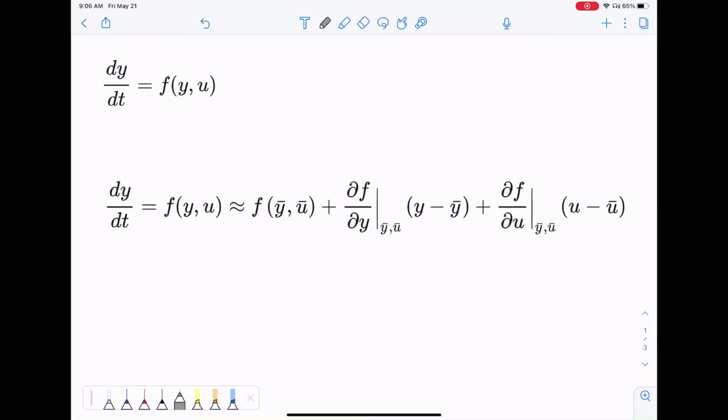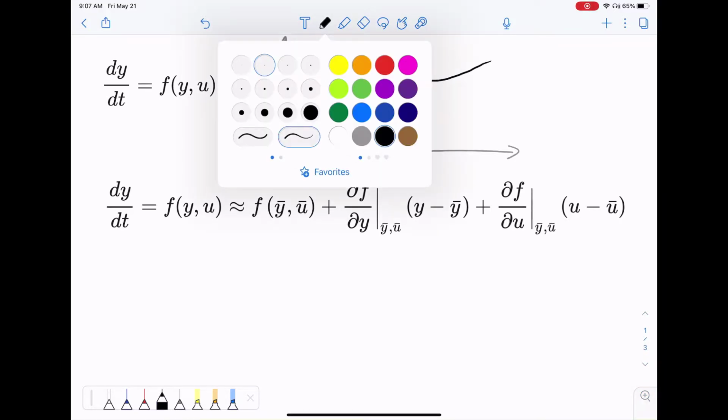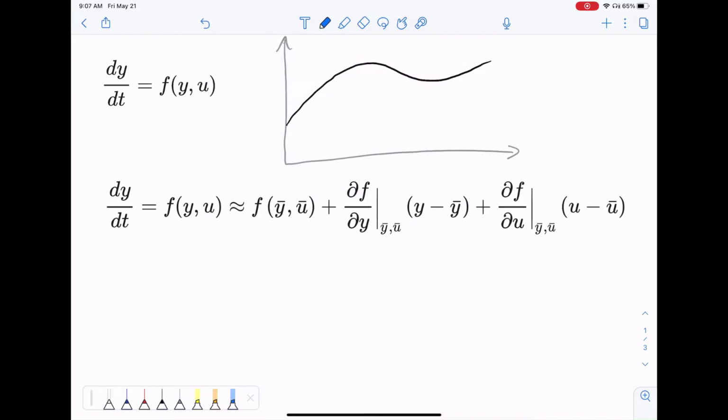If we think of a graph, and I'll just draw it right here, we can have some function. I'll draw it in black. And we want to approximate that function. Let's say we want to approximate this function at this point right here. This is our x-axis. I'll call this point x bar.